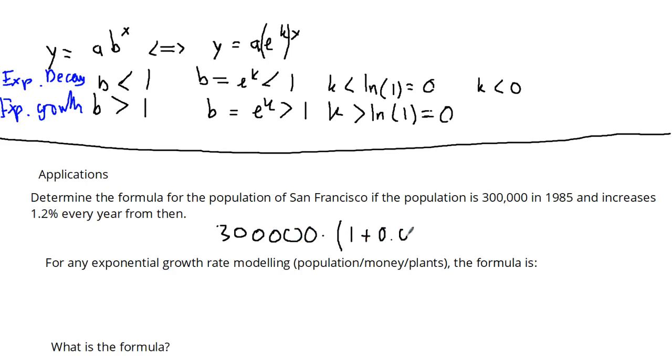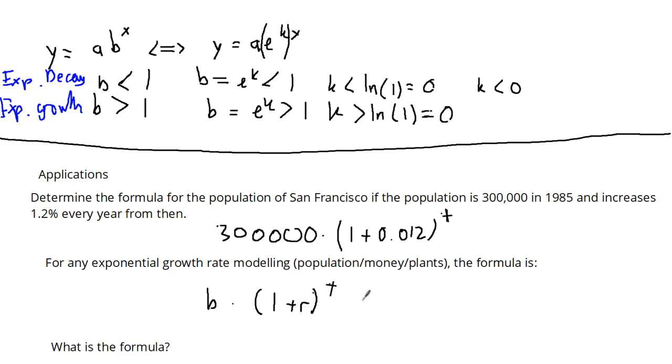We want 1.2% more, which is just this. And then our year, we could just represent that as t, and then t is time in years. And that's our function. For any exponential growth modeling, population, money plans, whatever you want, the formula is b times 1 plus r to the t power, or k times 1 plus r to the t power.